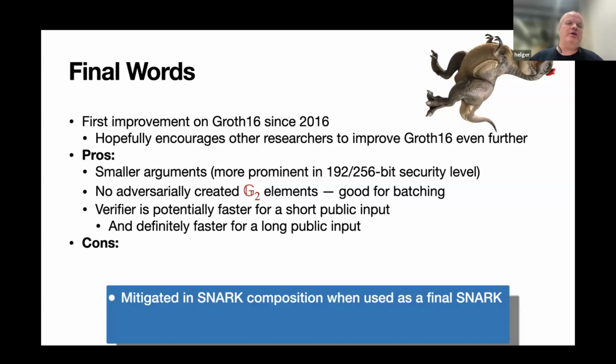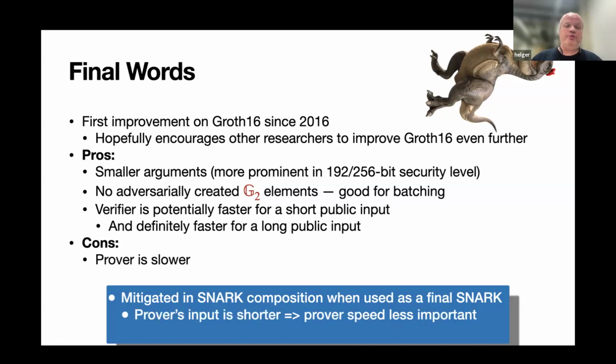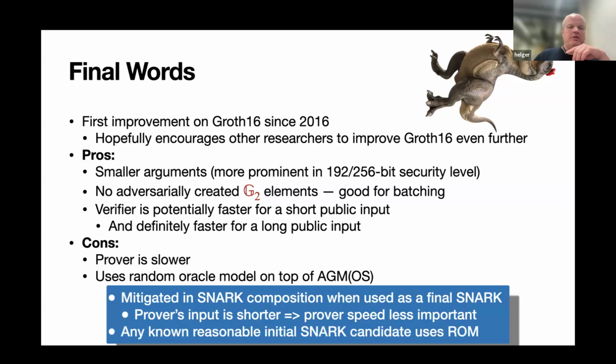And then the solution has some cons compared to Prot16, but those are mostly mitigated in, let's say, the specific application area of SNARK composition. So the prover is slower, but if it's used as a final SNARK, this is okay because the initial SNARK makes the state or this computation shorter, so for the final SNARK the prover has less work to do. And then Polymath uses the random oracle model, which is, I think, also fine because any known reasonable initial SNARK in SNARK composition already uses a random oracle.